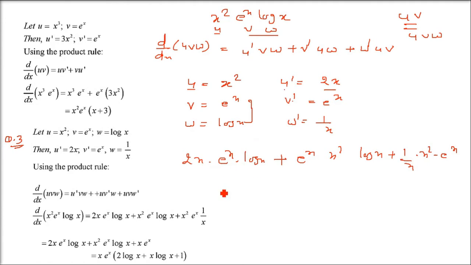Now we can just make it simpler. So 2x e raise x log x will be the same, x square e raise x log x will be there, and x gets cancelled, so we have x e raise x.